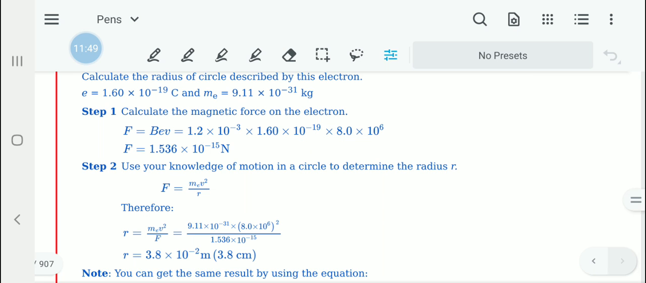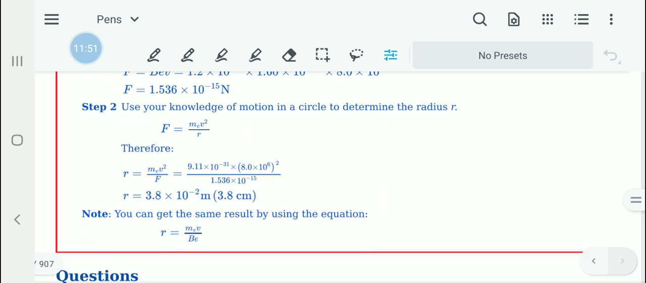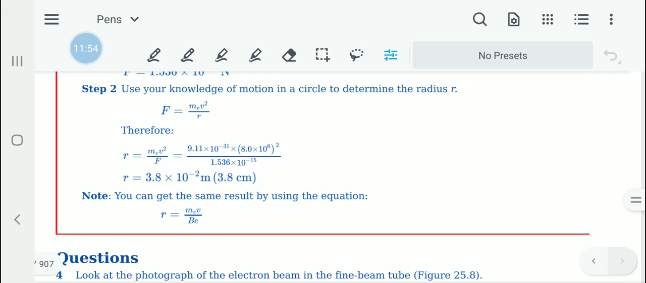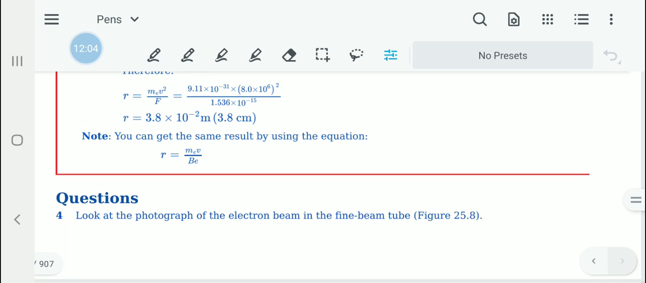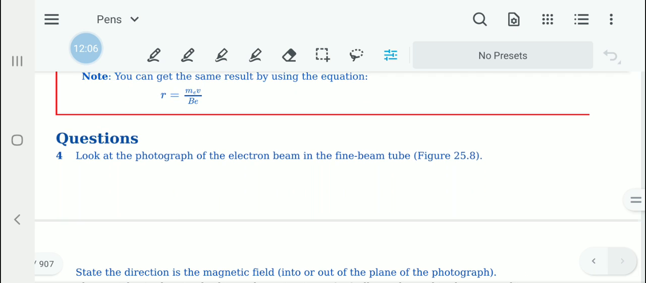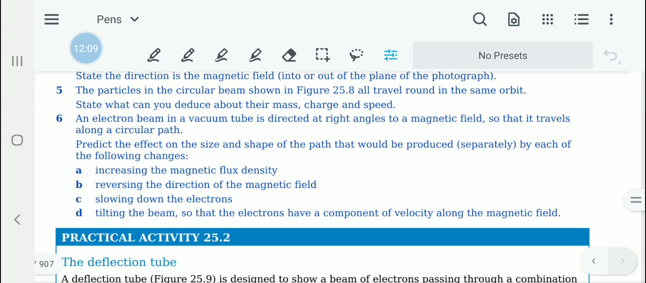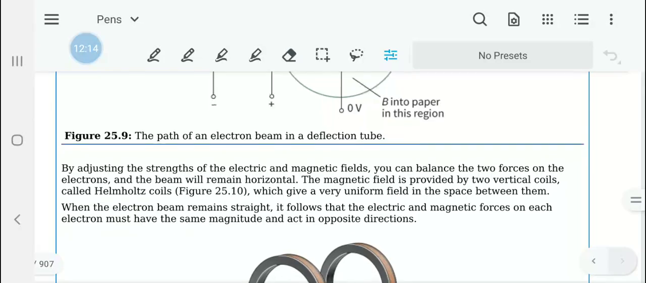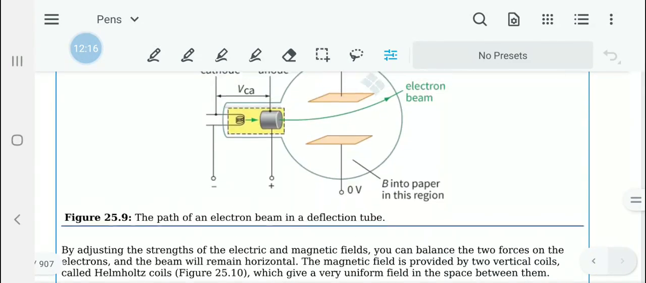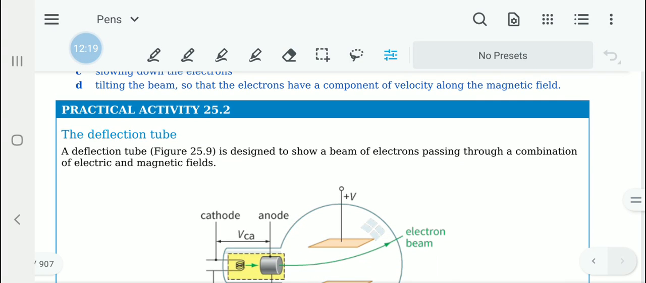When you substitute the values that they have given us, we can obtain R to be equal to 3.8 times 10 to the power minus 2 meters. Then if you use the equation R equals me v divided by Be, you would still get the same answer. So I would suggest that you do questions 4, 5 and 6 to get a better understanding of this, and then after that we can move on to the next practical activity. If you have any further questions, please raise them.